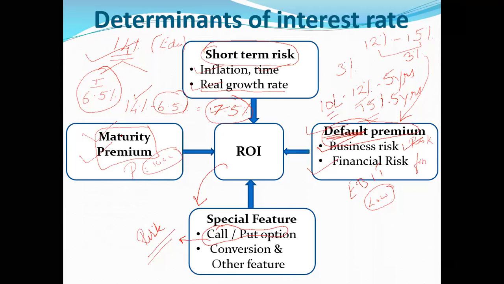Getting it? Are you able to understand this? So these are the main reasons how interest rates are determined. First is short term, second is default premium, third is special features, and fourth is the maturity premium. These factors help in determining the rate of interest for any loan or, for that matter, any deposit.